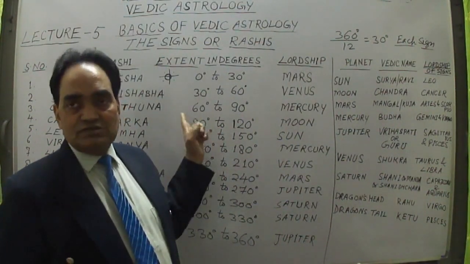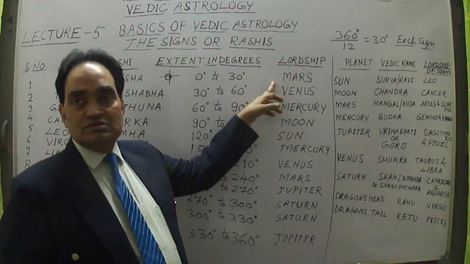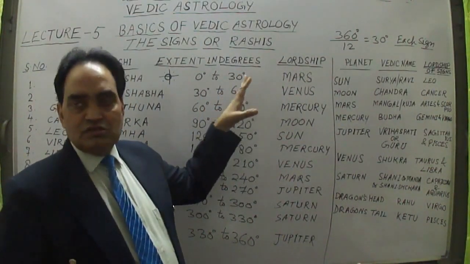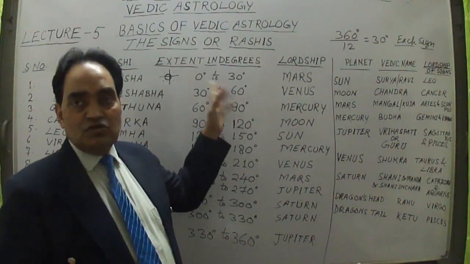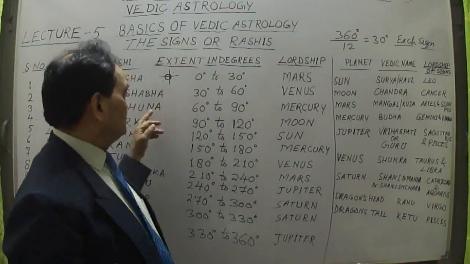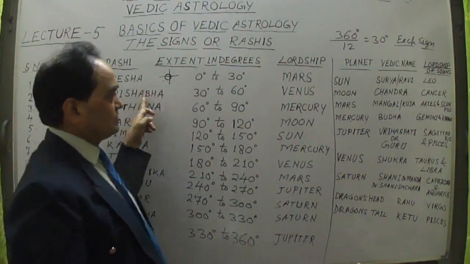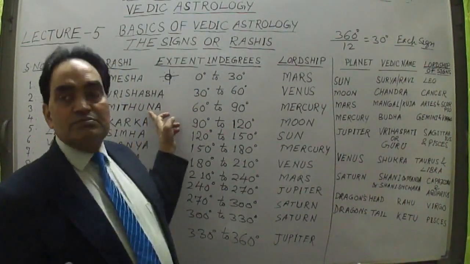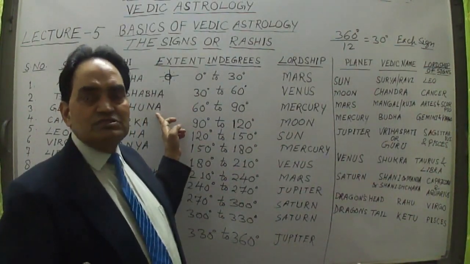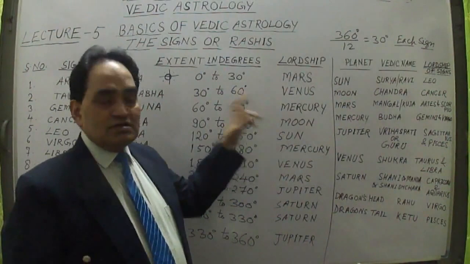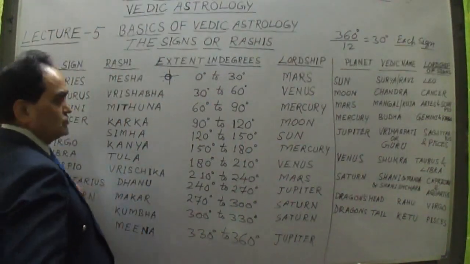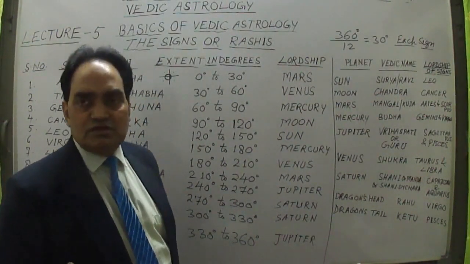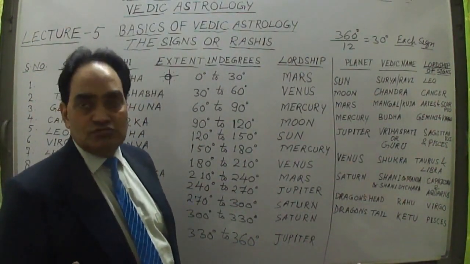So the first Rashi, Aries, is lorded by Mars. Taurus is lorded by Venus, or Venus is the lord of the second sign Taurus, or Vrishab Rashi. Second one, Vrishab Rashi, lorded by Venus, right? And the third sign, Mithuna Rashi, or Gemini, is lorded by Mercury, right? And the fourth one, Kark Rashi or Cancer sign, is lorded by Moon, right?